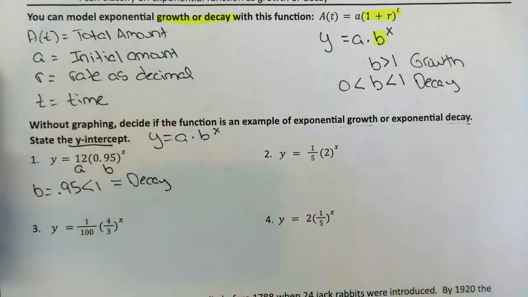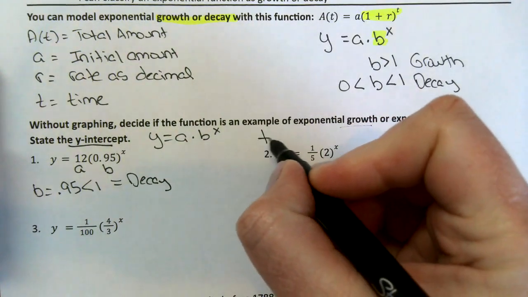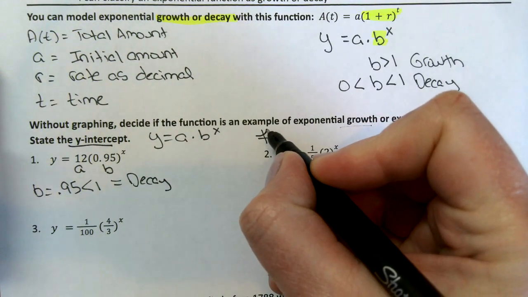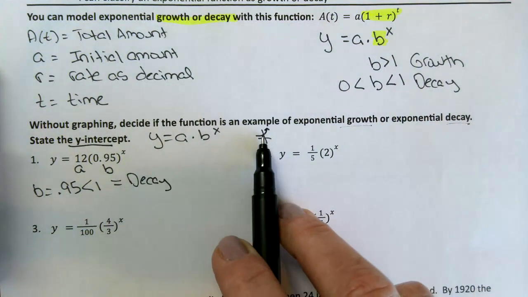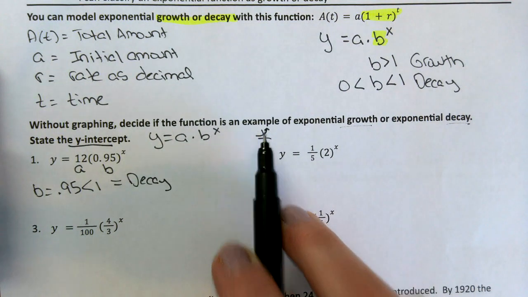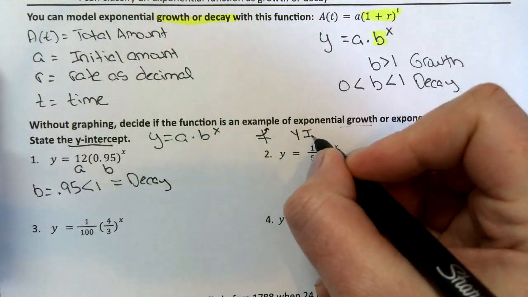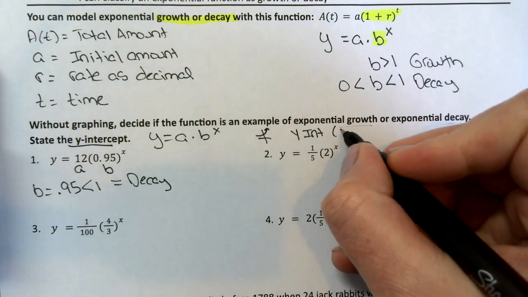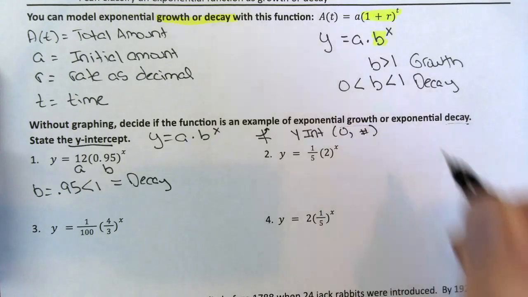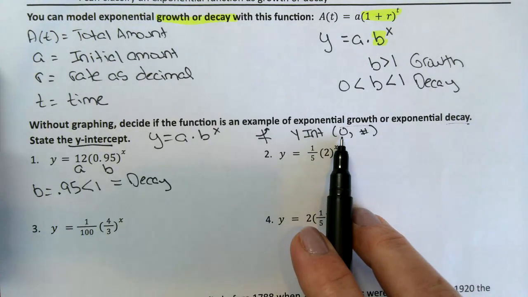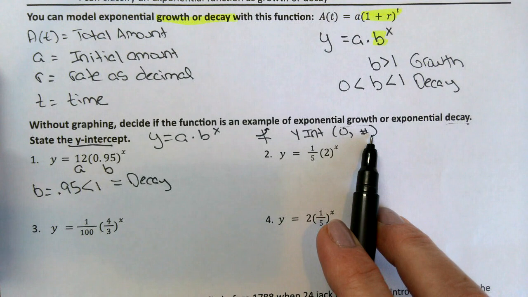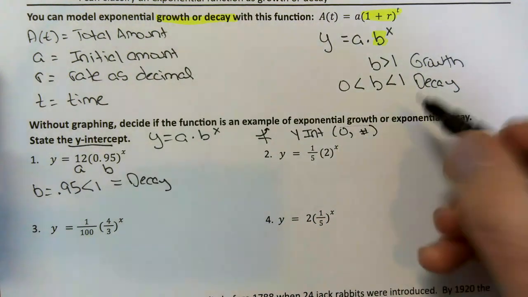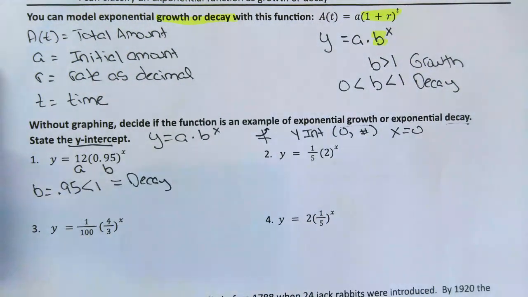It also says that you have to state the y-intercept. If you have a y-intercept, it looks something like this. We want to know where it's crossing the y-axis. That means that your x value is always 0. The y-intercept is at 0, comma, some number. So if we set x equal to 0, we can find the y-intercept.